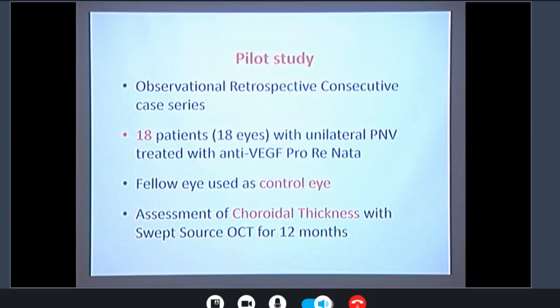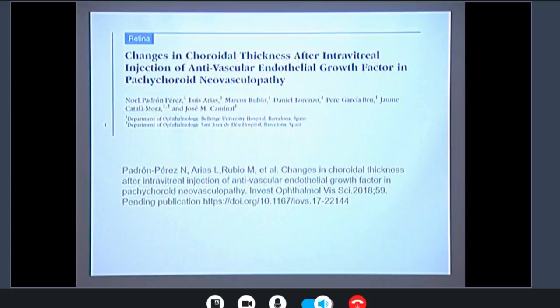So my colleagues from Barcelona and I conducted a pilot study, an observational retrospective consecutive case series of 18 patients, 18 eyes, with unilateral pachychoroid neovasculopathy, treated with anti-VEGF in a pro re nata way. We used the fellow eye of the patient as a control eye. We assessed the choroidal thickness with swept-source OCT for 12 months in all this series of patients. The result is going to be published anytime soon.